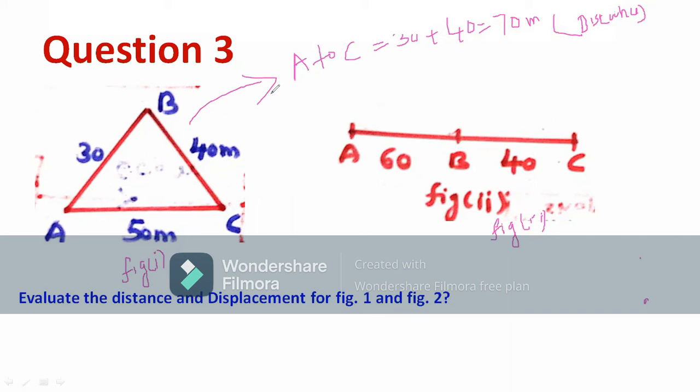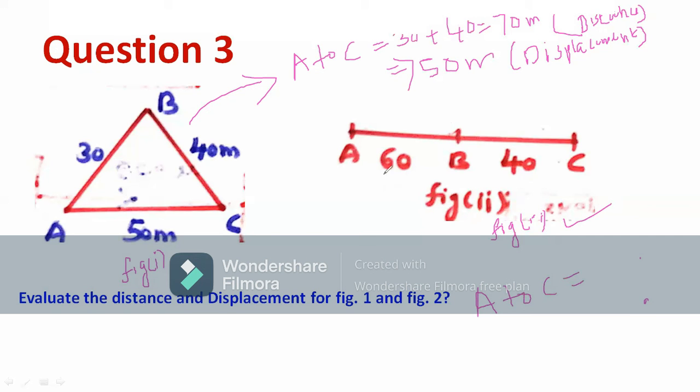Now let me know the displacement. What about the displacement? The displacement is equal to how much? Displacement A to C. It's a straight line distance that is equal to 50 meter. So you can mention it as displacement. Okay, displacement. Displacement is a vector quantity. Consider figure 2. So what is the distance between A and C?